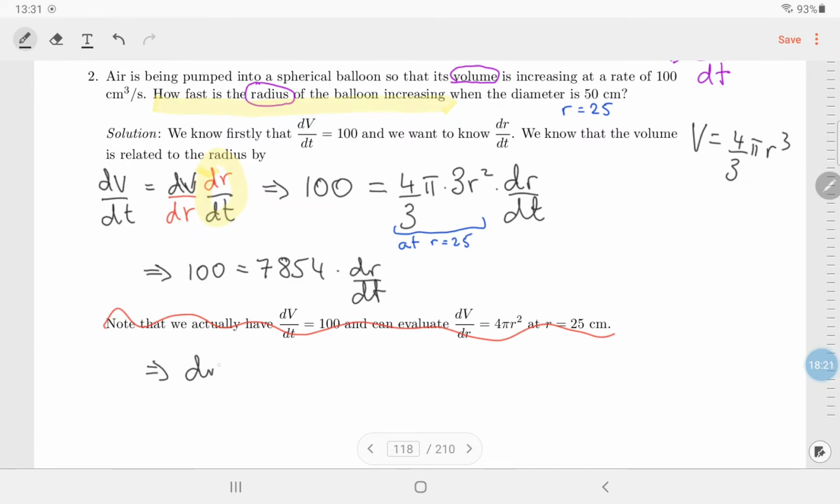So you have that dr/dt is 100 divided by 7854. So we get, to 4 significant figures, and this should be an approximation because we're going with the decimal rounding, 0.01273. And look at the units. It should be units of radius divided by units of time. The distance here is measured in centimeters and the time is measured in seconds. So that's that question done.